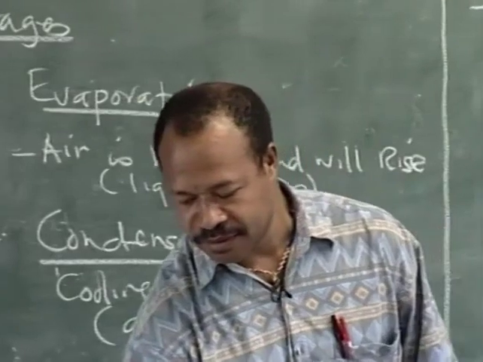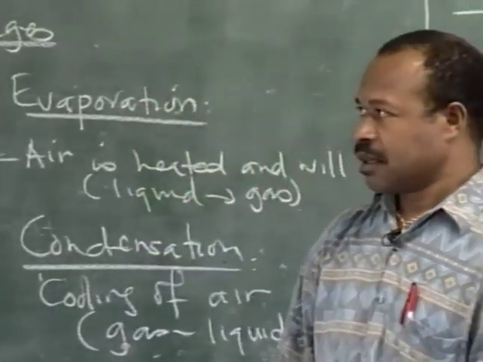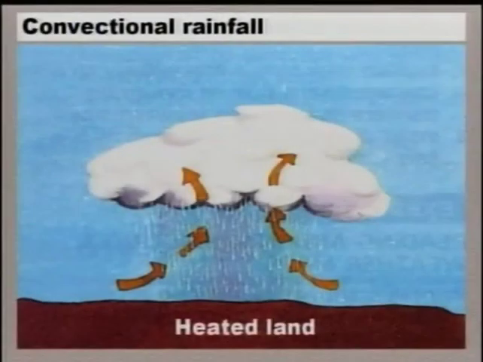The third type of rainfall is the convectional. With convectional rainfall, what we have again is following the stages of the hydraulic cycle: air has to be heated up and it has to rise.